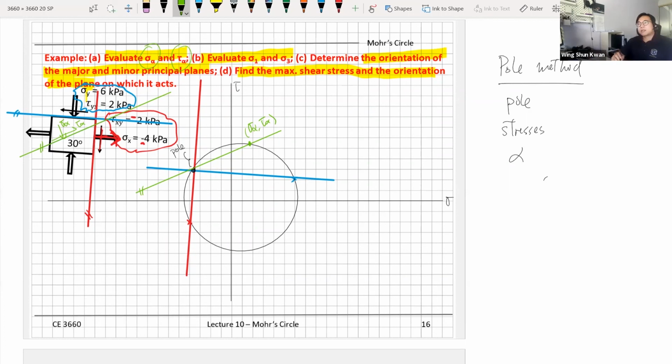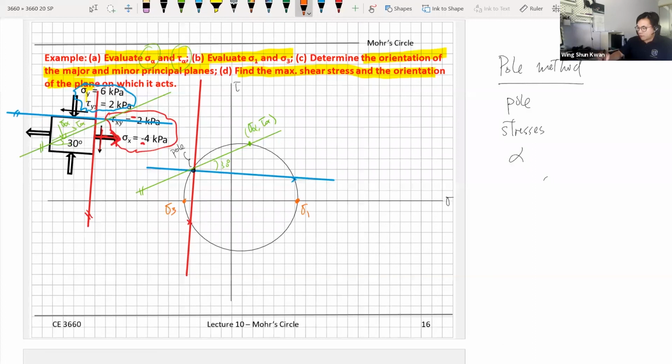So any questions on that? So if this is 30 degree, then this needs to be 30 degree. And the next step is asking you the sigma 1 and sigma 3. So obviously, this point is your sigma 1, and this point is your sigma 3. So this pretty much is like a part B.